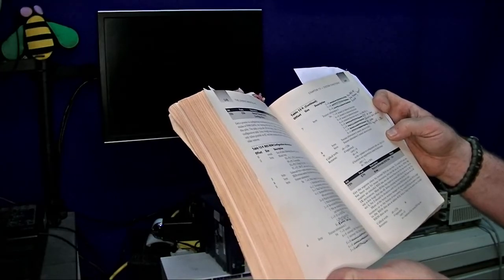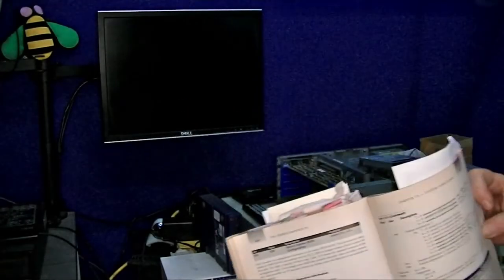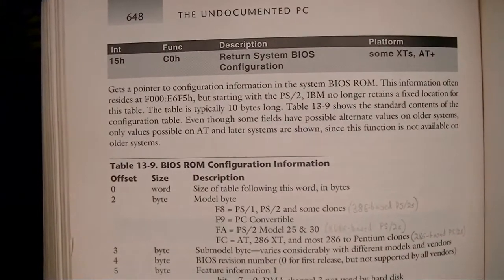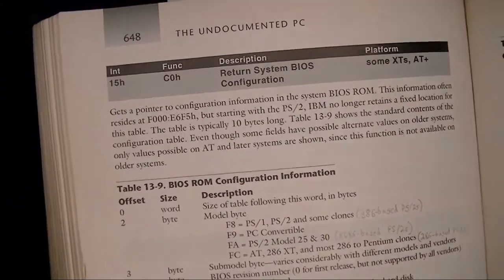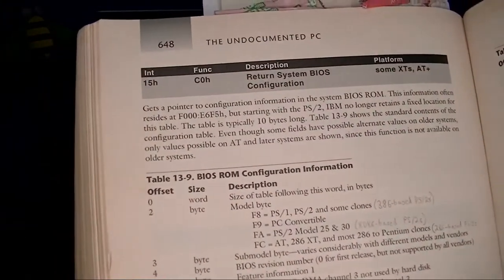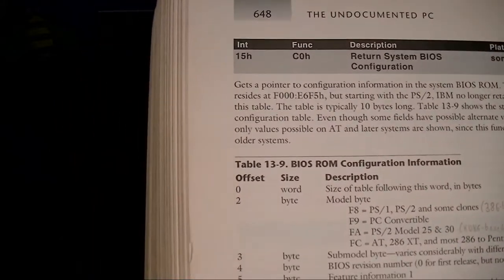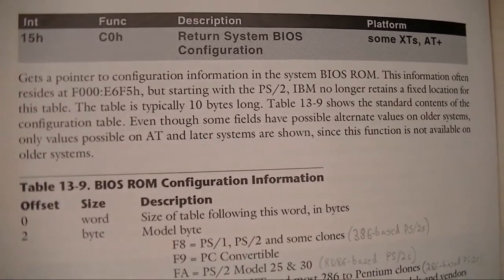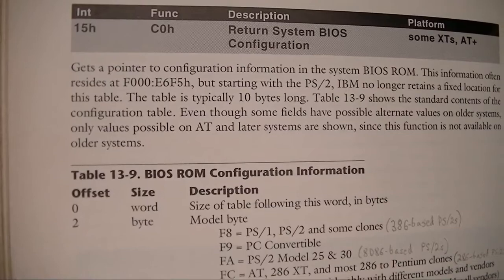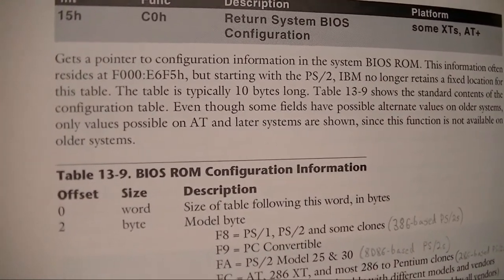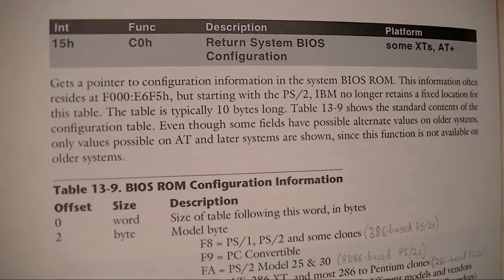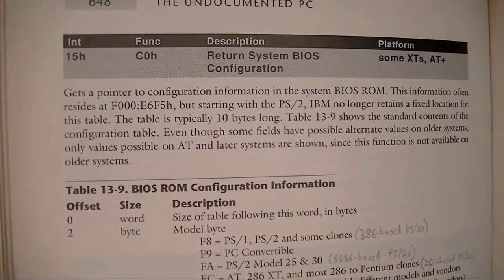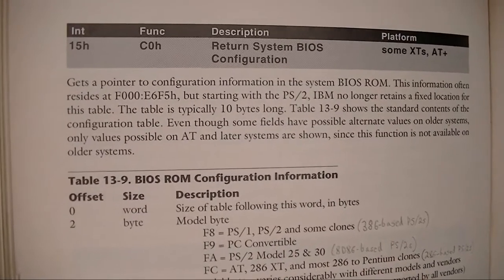At the top of the page, it's got some information here too. It points to the configuration information on the system BIOS ROM. And I just wanted to make sure I don't have my internal webcam on, so I'm not hiding any information here. And normally this information often resides in the F segment at that offset of E6F5 hex. But starting with the PS/2, IBM no longer retains a fixed location for this table. This table is typically 10 bytes long.